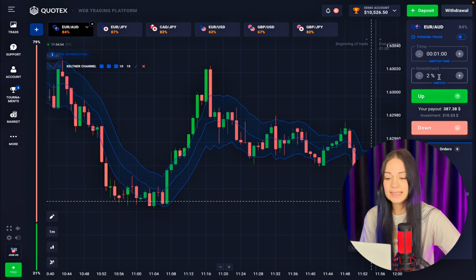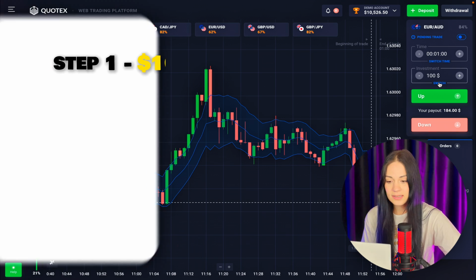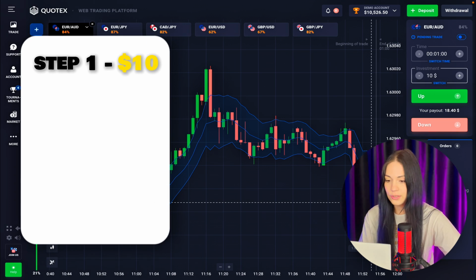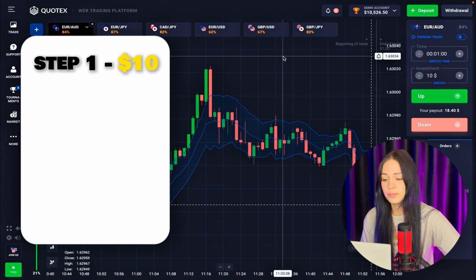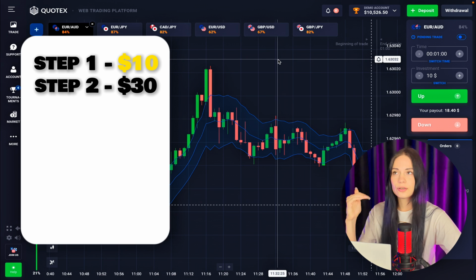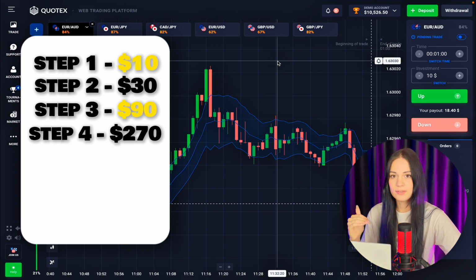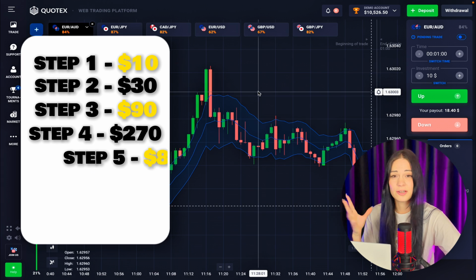So the amount of money that I'm going to use is $10 for my first trade, and the table is going to look a bit different. So the first one is 10, then 30, 90, 270, and the last one is 800 and something.